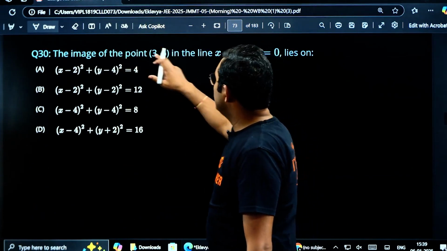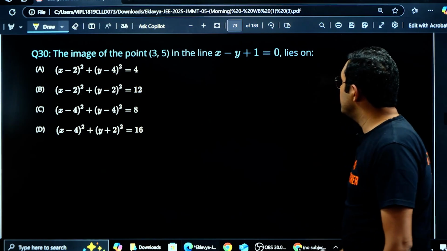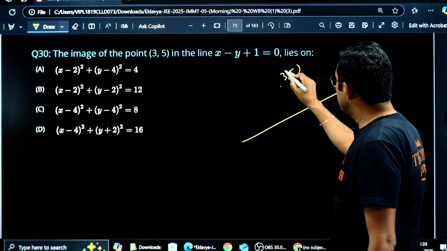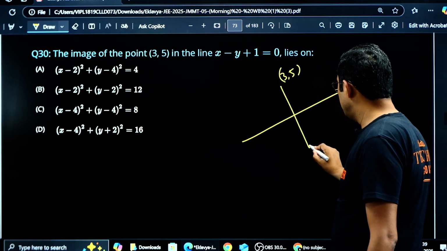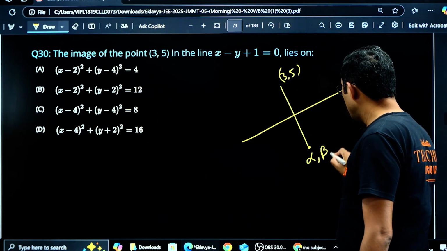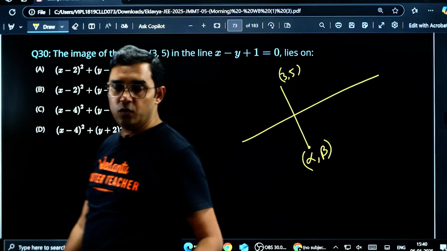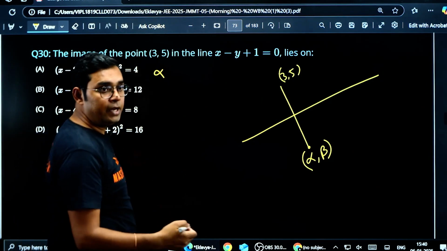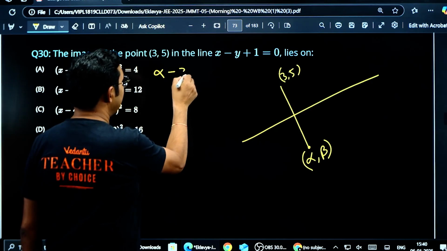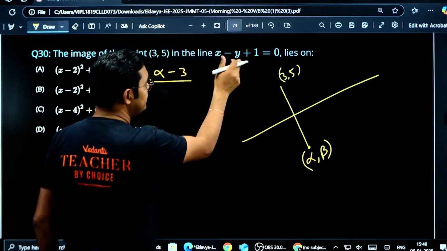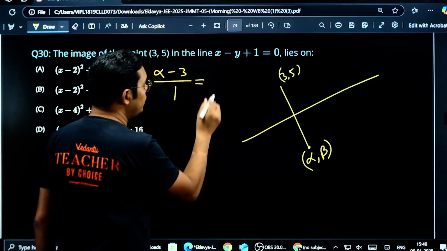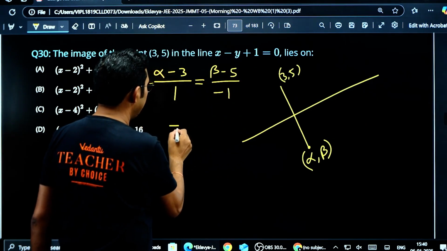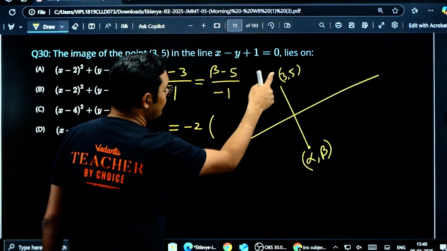Now coming to question number 30, it says the image of point in the line lies on. Okay, so this point 3, 5, you have to find the image. Let us say this is alpha beta. Now there is a direct result. I am going to use that only, and you have to remember that because it is very useful in 2D straight line also and 3D plane also. Alpha minus 3 upon coefficient of x in the line here, equal to beta minus 5 upon minus 1 here, and then is equal to minus 2 times, we will put this point here.